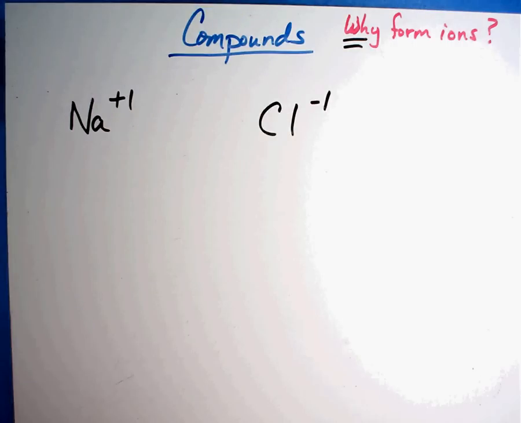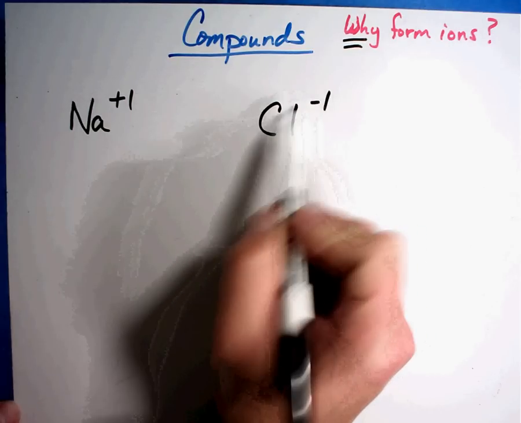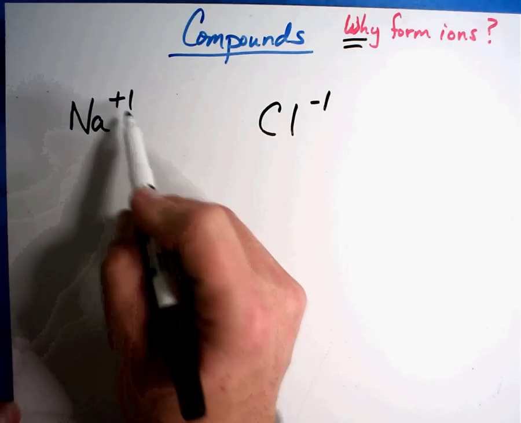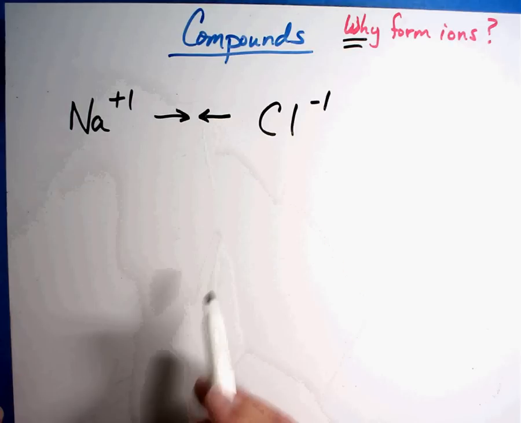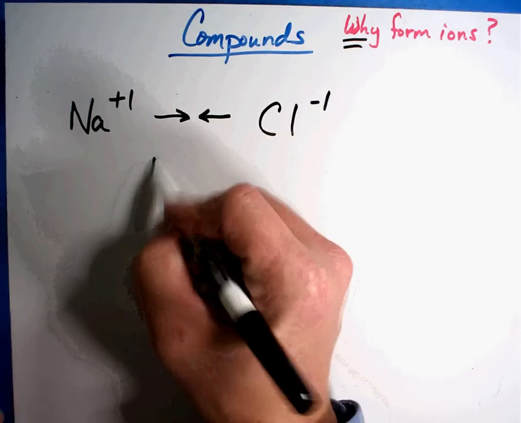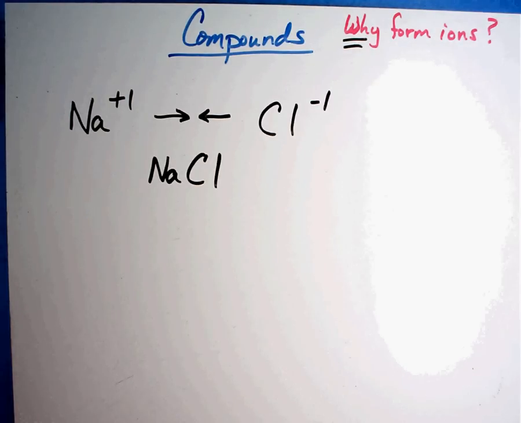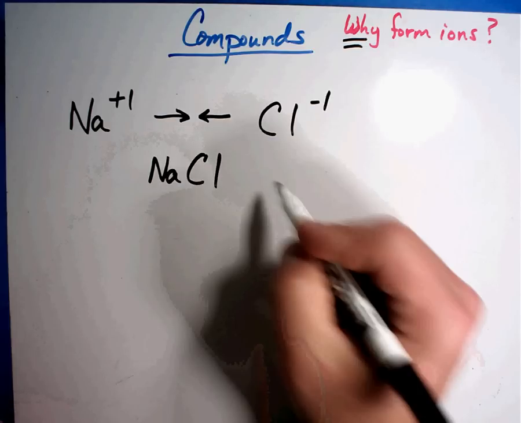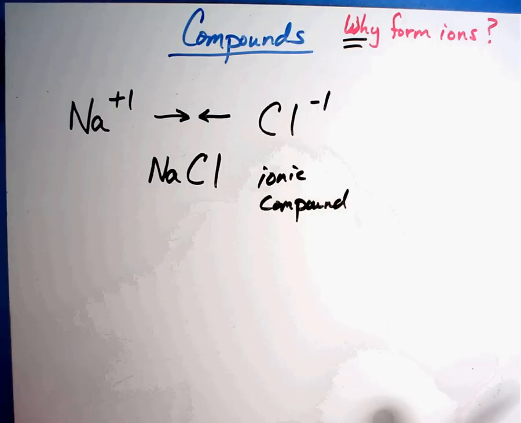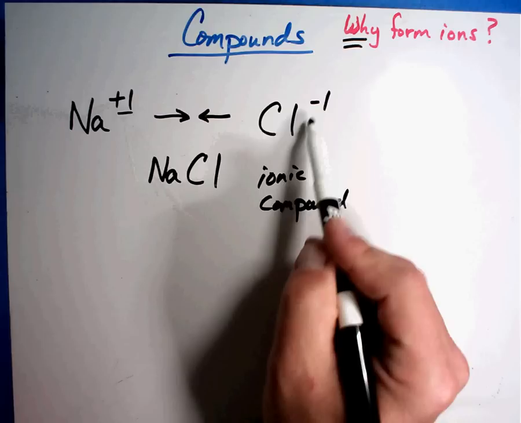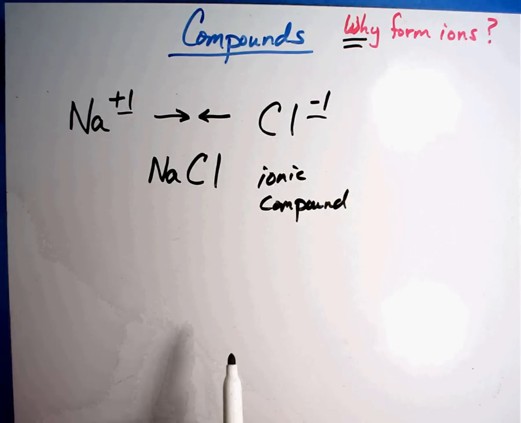Now, why do they want to do that? Well, here is why. Whenever you have a sodium with a plus 1 charge and chlorine with a minus 1 charge, they're like magnets. A positive magnet and a negative magnet will be attracted to each other. It's sort of element love. They're attracted to each other, and sodium is going to be attracted to chlorine, and they'll be drawn to each other until they touch. This is what is called an ionic compound. Why? Well, this is an ion, and this is an ion, and a compound is a coming together of two or more elements. So this is an ionic compound.